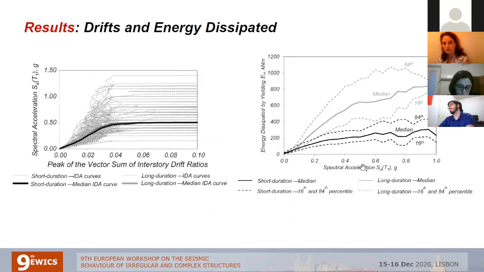And then on the right, we have the energy dissipated by the long duration ground motion and by the short duration ground motion. So here we can see that we have a factor of 3 to 4 times more energy dissipated when the building is subjected to a long duration ground motion.